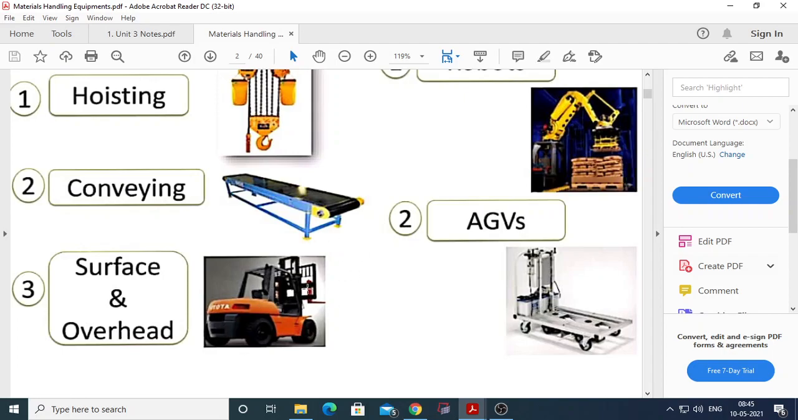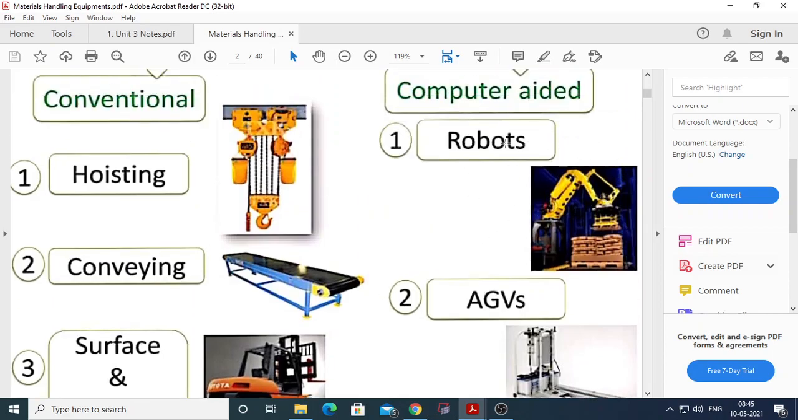We can use this trackless truck for moving the material from one place to another place. Surface and overhead equipment move the load on the ground, only in the horizontal direction. Overhead trucks are not provided with lifting gears. I have already told an example: trackless trucks and narrow gauge cars are used for moving the load in the horizontal direction. Okay, this is the classification.